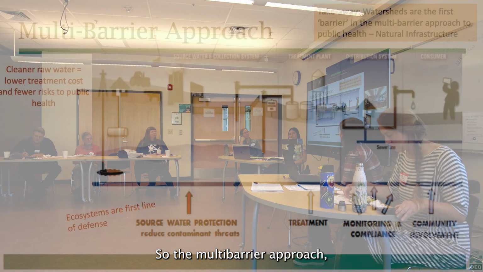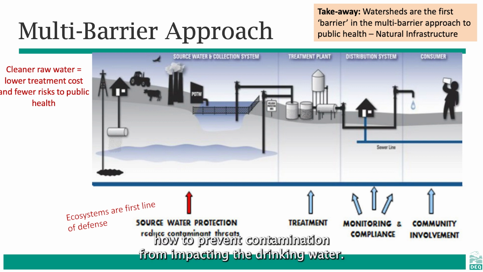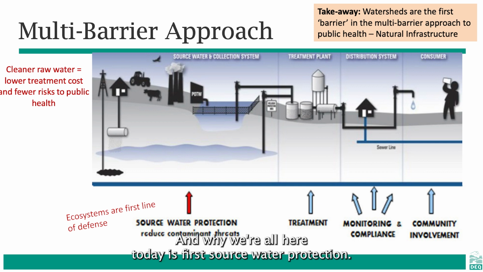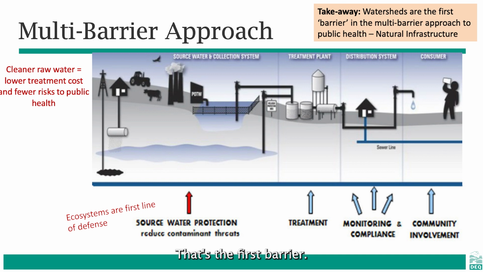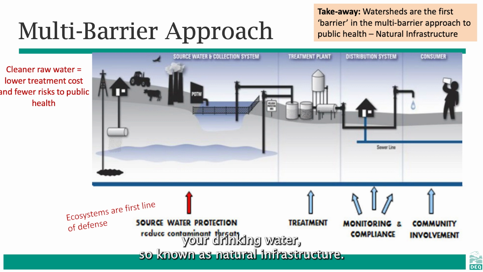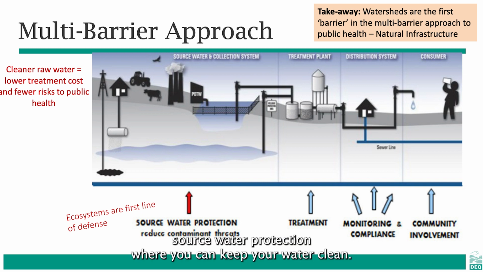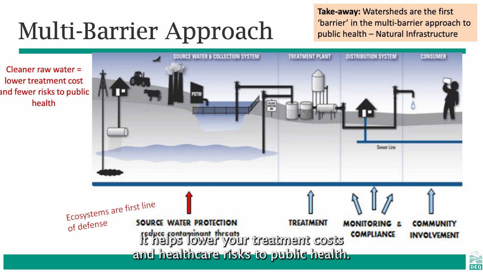So the multi-barrier approach. This is supposed to show how to prevent contamination from impacting your drinking water. And why we're all here today is for source water protection. That's the first barrier, our first barrier to protect your drinking water, known as natural infrastructure. This is source water protection, where you can keep your water clean. It helps lower your treatment costs and has fewer risks to public health.